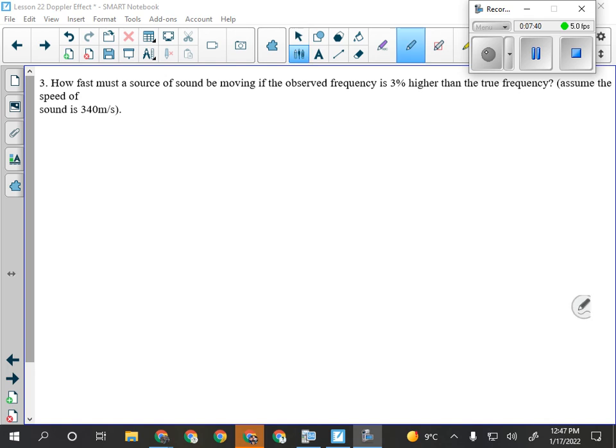All right, so on number 3, okay, we're being asked how fast the source of the sound must be moving. So we're looking for Vs, okay? If the observed frequency is 3% higher than the true frequency, assume the speed of the waves is 340 meters per second. All right, so all I have to do here is pick any 2 numbers I want that are 3% different. I'm going to pick 100 and 103 because they're 3% different. Does that follow me there? That's sort of the trick to the question: I can pick any numbers I want as long as the difference is 3%. Okay, 200, 206, or 300 and 309, it wouldn't matter as long as they're 3% different.